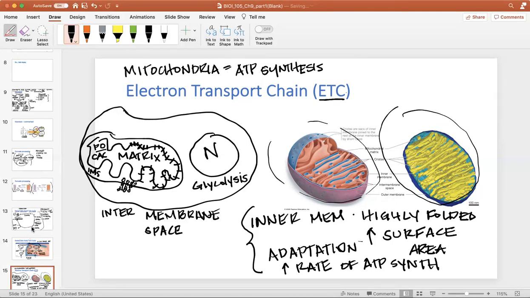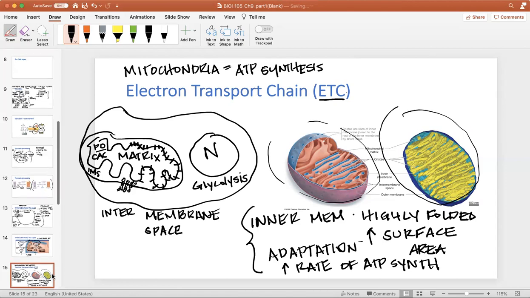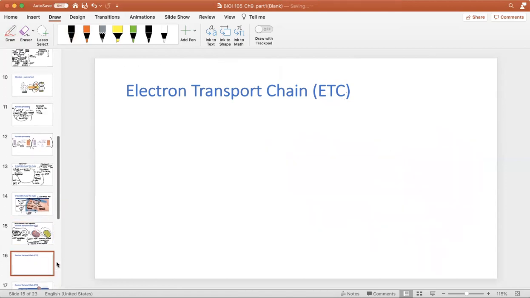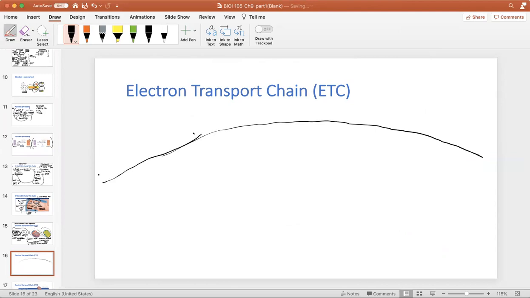So let's focus in on what's happening in the electron transport chain. So let me first draw us a diagram. We're going to draw one membrane, okay? Oops. And in my example, this right here is going to be the outer membrane of a mitochondria, okay?